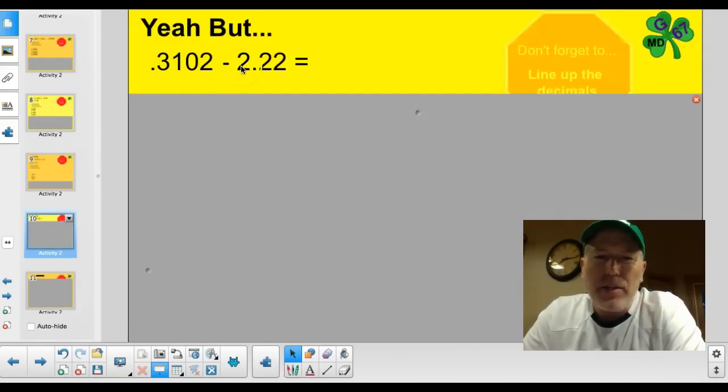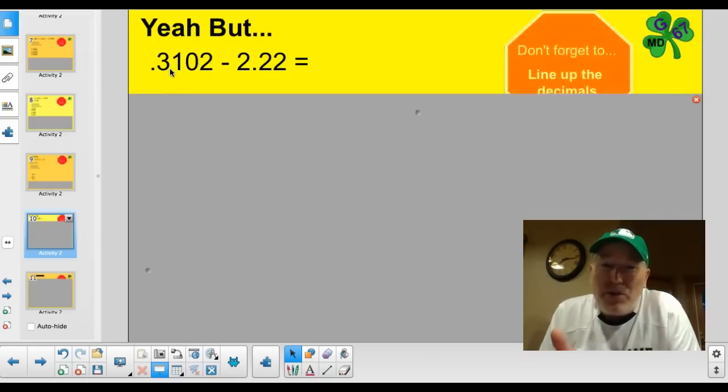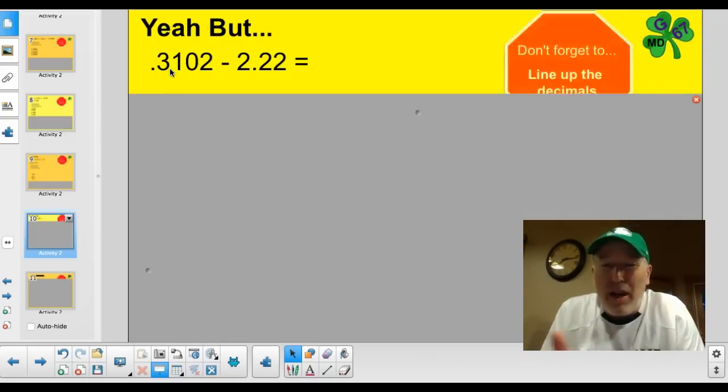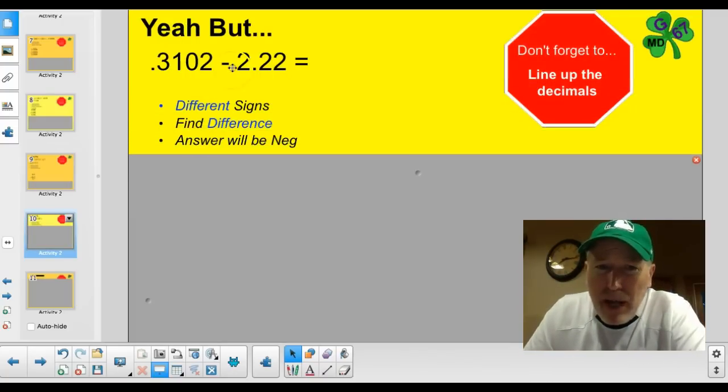0.3102 minus 2.22. So I've got a positive 0.31. That's like a positive 1/3, roughly. And I'm going to subtract 2 wholes and a quarter almost. So I know how to do this in a number line, but how do you do this on paper? Well, you got different signs. You got a positive and you got a negative. So you know you're going to have to find the difference between the two. And you know that your answer is going to be negative because you've got more negative here. It's really a negative 2.22.